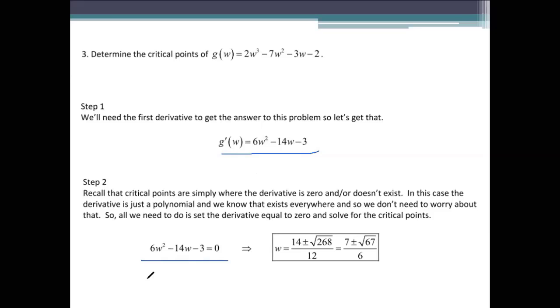So because the discriminant of this quadratic equation is 14 squared plus 4 times 6 times 3, it's greater than 0, and we have two real roots of this equation, and they are this one. So 7 plus minus square root of 67 over 6. So we have two critical points of this function. So the answer is 7 plus square root of 67 over 6, and 7 minus square root of 67 over 6, two critical points.